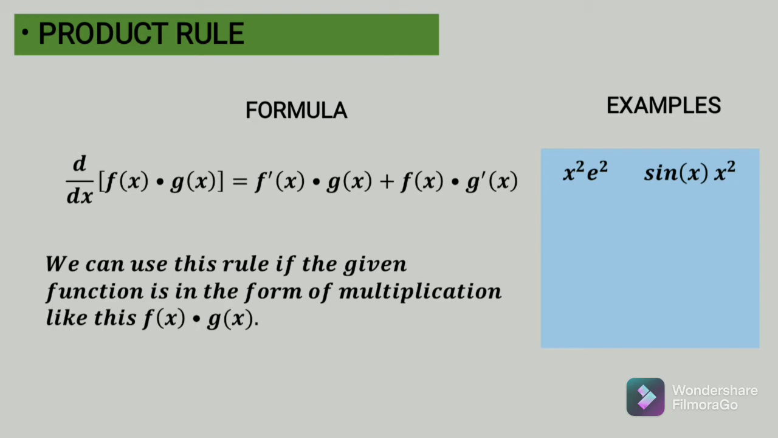x squared times e squared, sine of x times x squared, 1 over x cos of x, e to the power of x times cos of x, square root of x times sine of x, square root of x times cos of x.